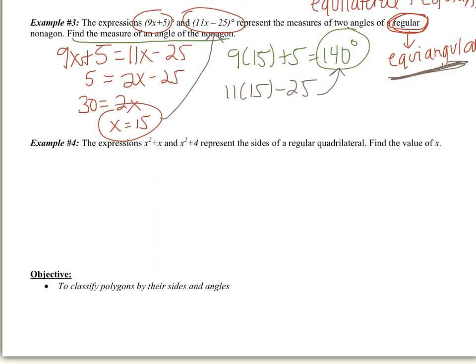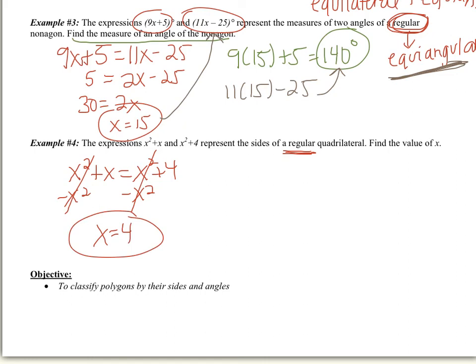Hopefully you took a chance to try this one on your own. Because we have a regular quadrilateral, we know that the sides are going to be congruent. It's going to be equilateral. So you should have done x squared add x is equal to x squared add 4. If I subtract x squared from both sides, these x squareds become 0, and I just get x equals 4. That's it. Final answer. So hopefully we got that one right. If not, that one was a little tricky, and hopefully we'll get it right when we do it in class.